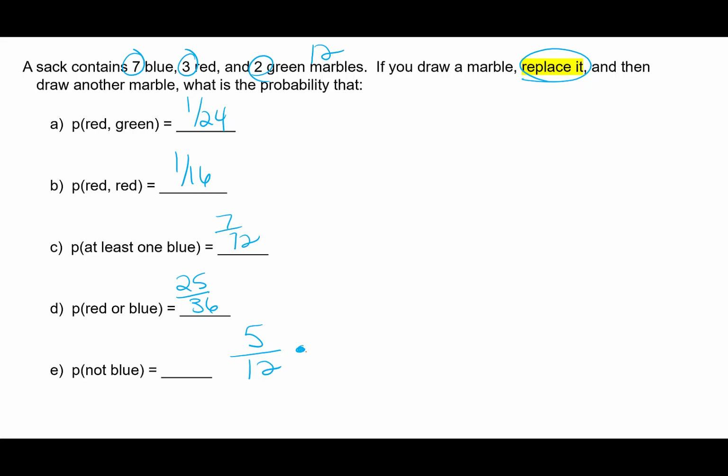Times, we're going to put the marble from the first pick back in the bag. There's still a total of 12, and there's still 5 non-blue marbles. Multiply straight across to get 25 over 144, and that cannot be simplified. So our final answer for question E is 25 over 144.